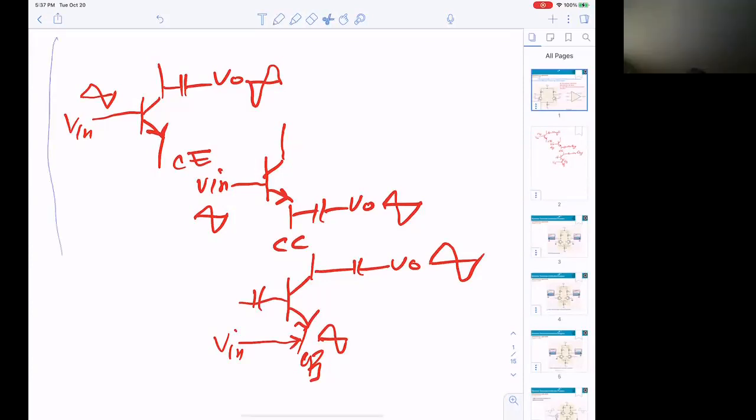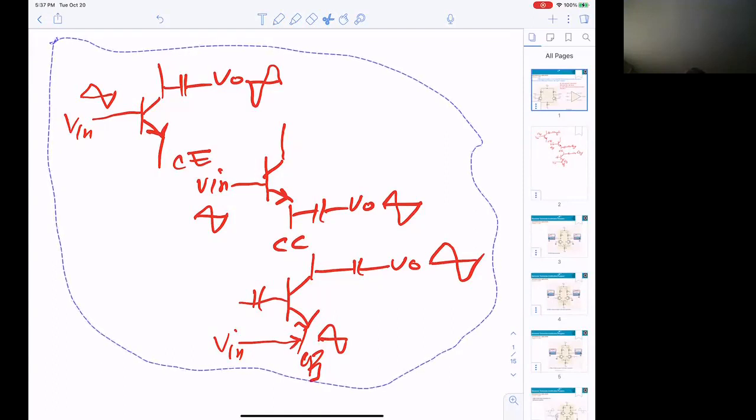Hey, Mr. Pham. Yeah. So before you erase that, basically only the common emitter has a phase shift. The common collector and common base are the same. Exactly. Okay.